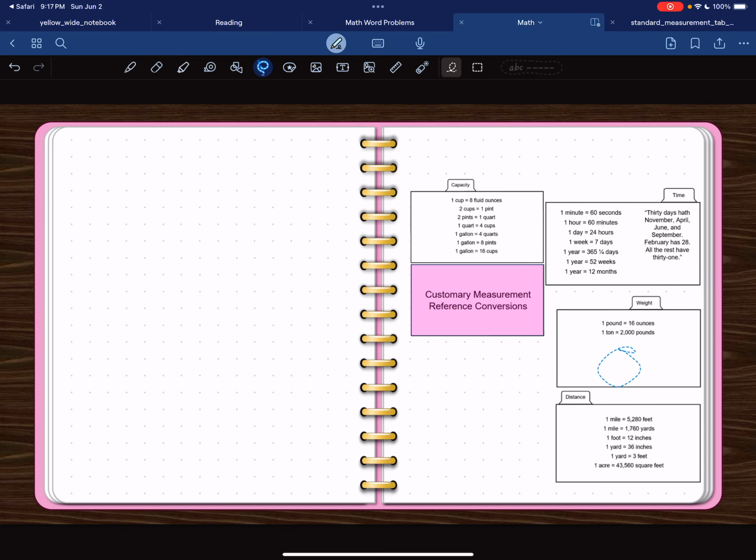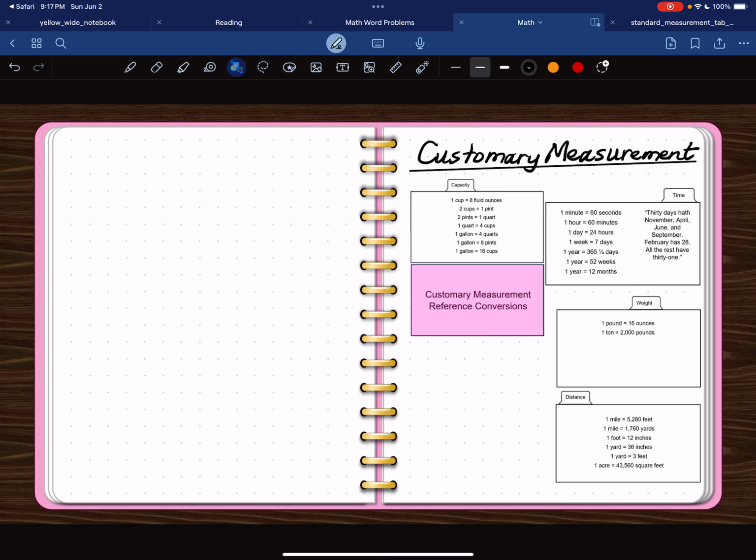I do, however, want to give this page a title. I strongly recommend that for any page that you're doing. These are units of customary measure. I would take time to talk with students about what that means. Customary, imperial, all of the ways to describe this measurement system, and contrast that to the metric system that is used in most all of the world except the United States.